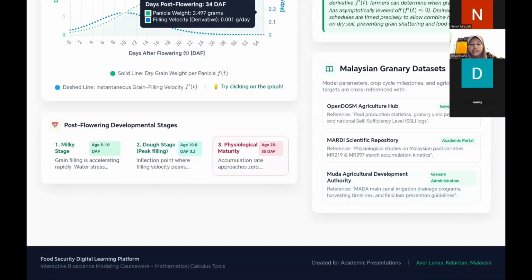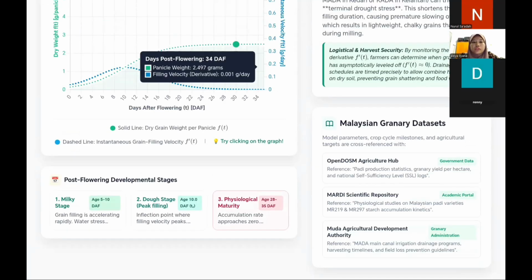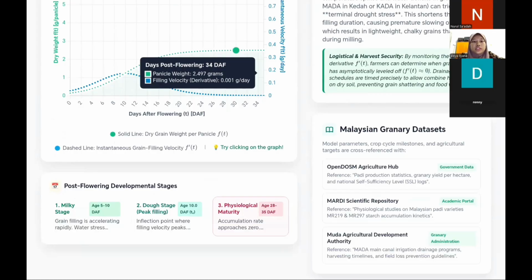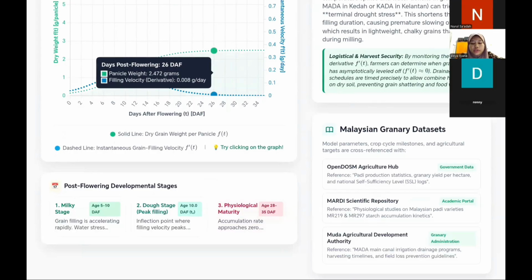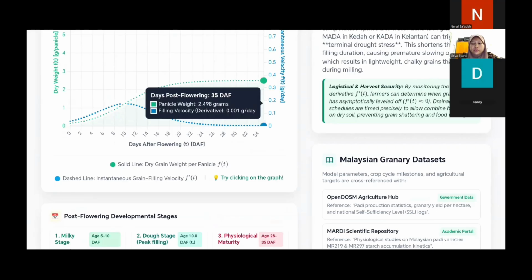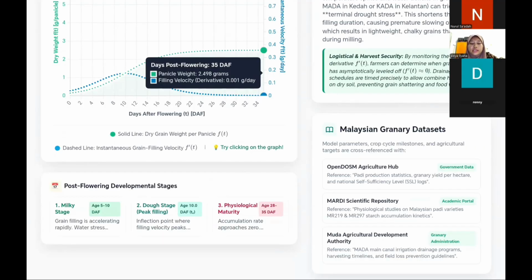And lastly, the mature stage. This is our target as we hit days 28 to 35. The first derivative flattens and approaches zero. Growth has completed. The simulator gives a clear operational alert.